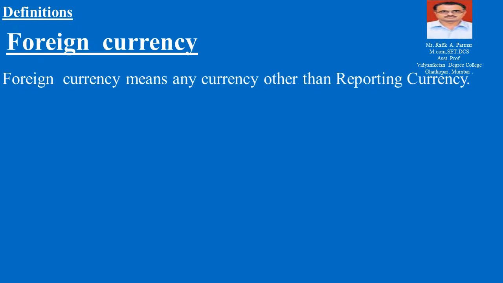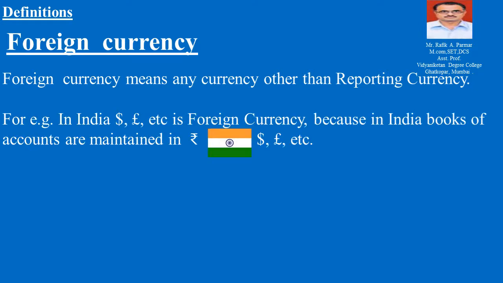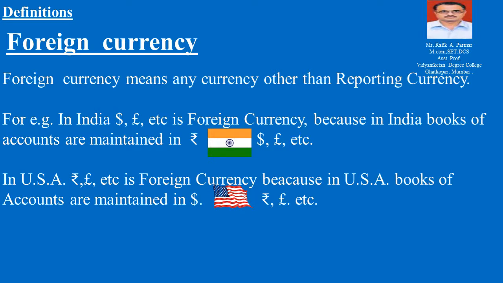Next is foreign currency. Foreign currency means any currency other than reporting currency. For example, in India dollar, pound, etc. means any other currency of any other country. So for India, dollar, pound, etc. is foreign currency. Why? Because in India, books of accounts are maintained in rupees. So for India, rupees is the reporting currency and any currency besides rupees, that is dollar, pound, etc. are foreign currency for India.